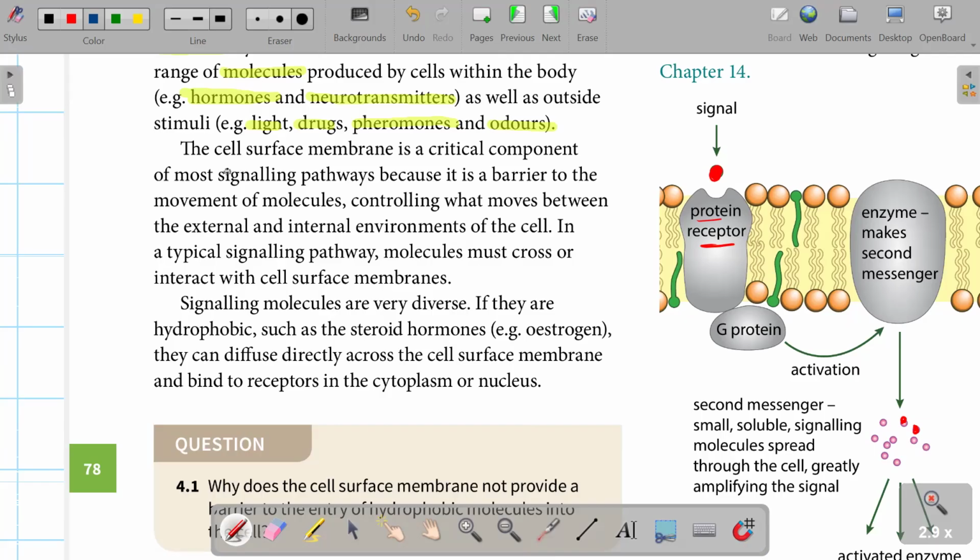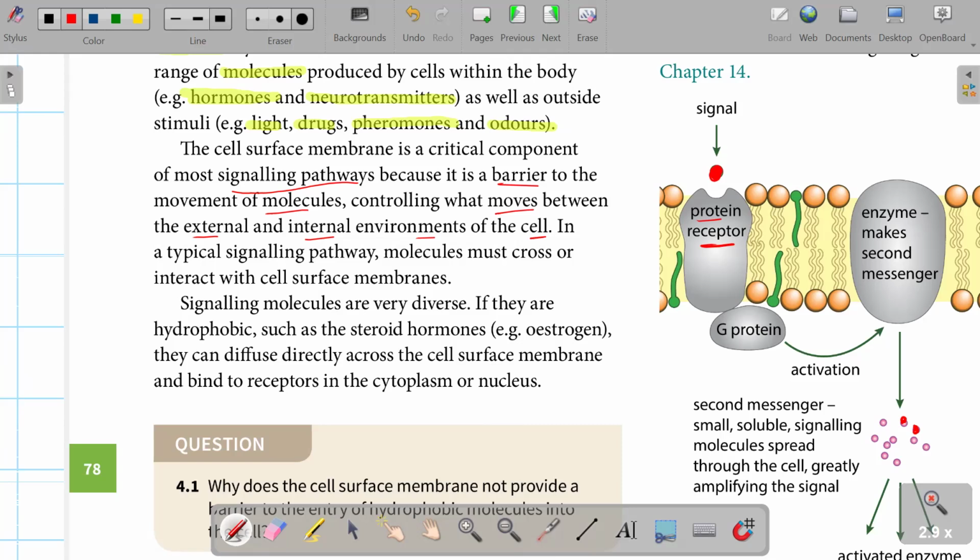Okay, so the cell surface membrane is a critical component of most signaling pathways because it is a barrier. Why is it important? Whenever in your body a signal is transmitting from one position to another and it needs to enter the cell, there is a barrier. The cell membrane acts as a barrier to the movement of molecules, controlling what moves between the external and internal environments of the cell. Are you getting this?